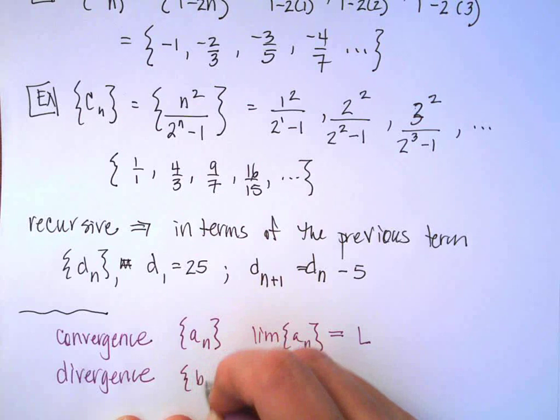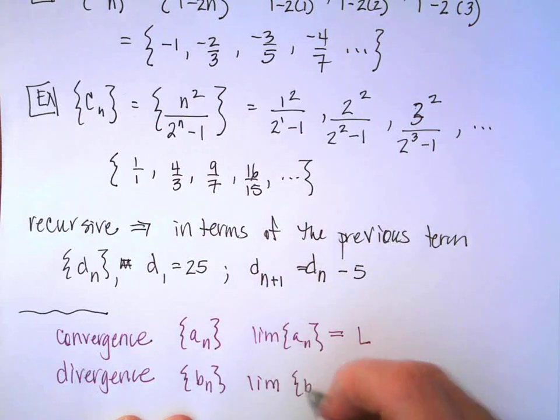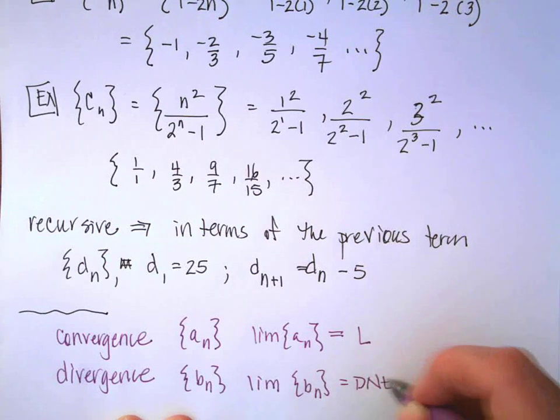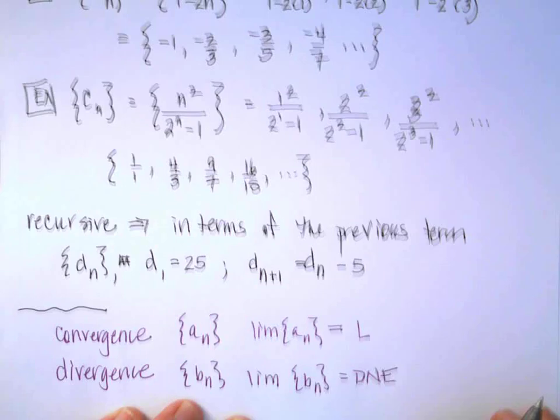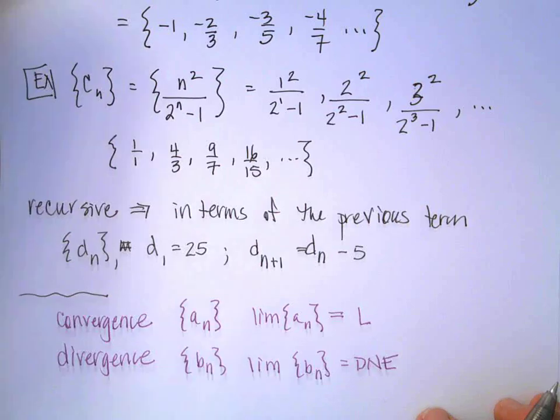If, on the other hand, I have a sequence and the limit of b sub n, let's say it doesn't exist, and there can be a variety of reasons why that limit wouldn't exist, then we would say that the sequence diverges, which means that the limit of the sequence doesn't exist. All right, so we've kind of talked about that a little bit.